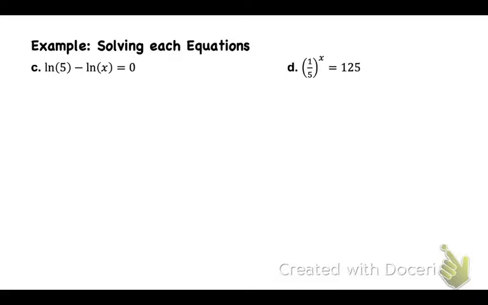Okay, so natural log of 5 minus natural log of x equals 0.